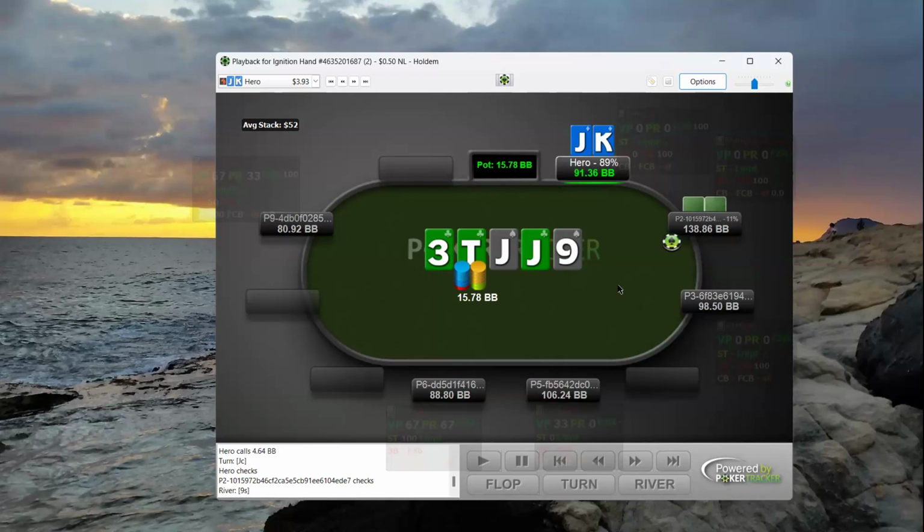It depends on the player. This player, unknown. This hand today. If he raises the river, I think we can really seriously consider folding. Okay. Because players don't raise the river without big hands.